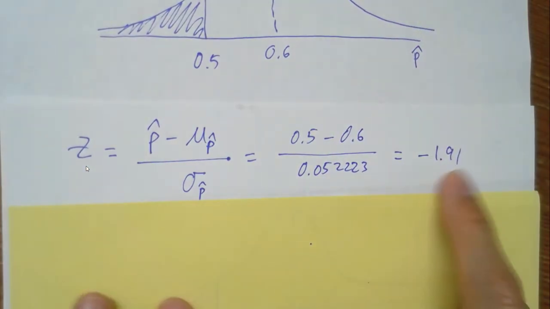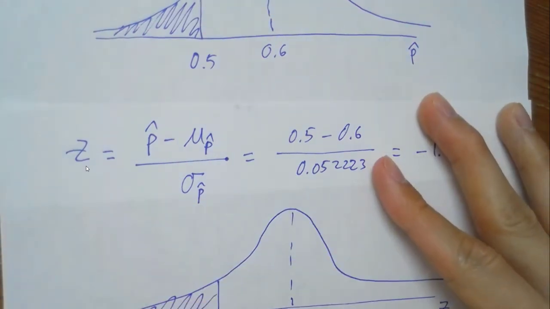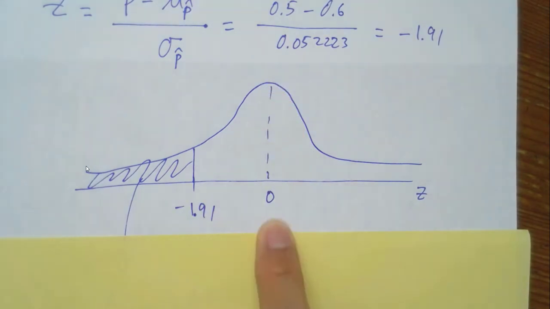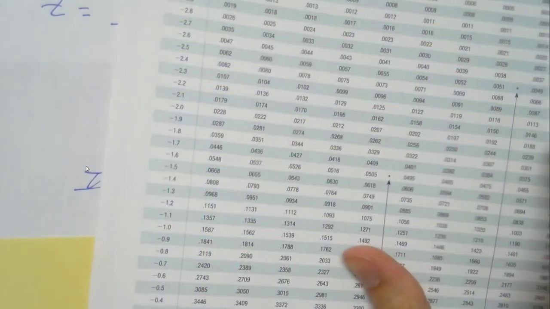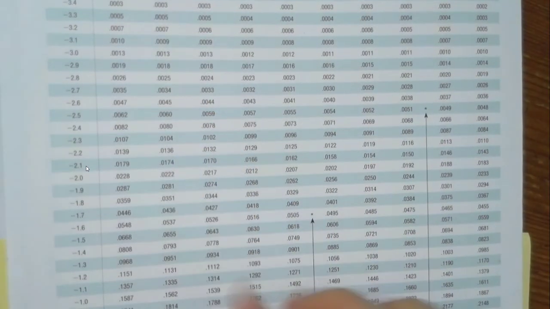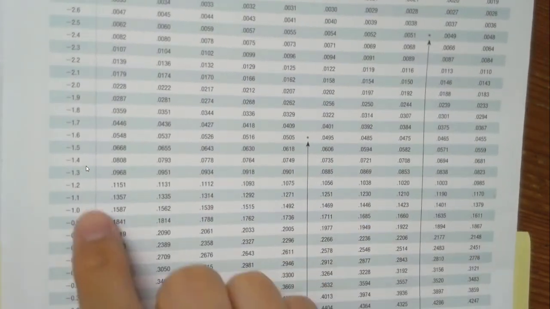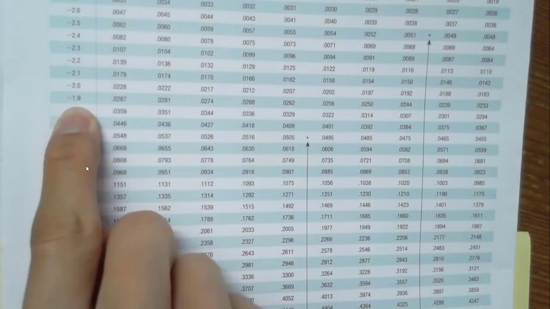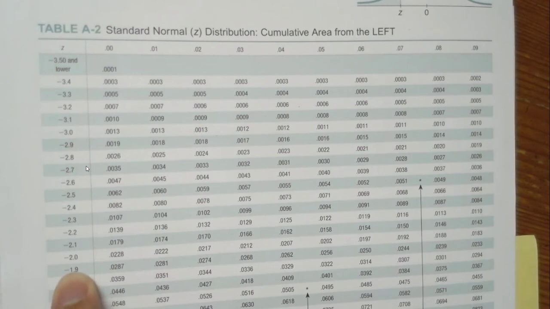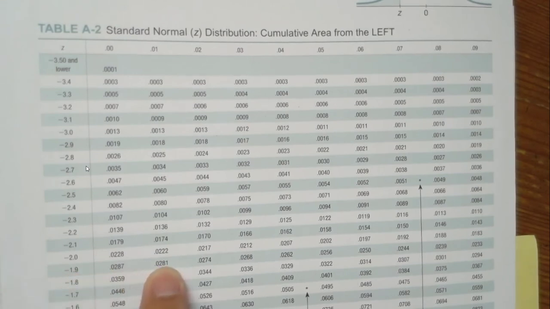So now I got minus 1.91. That is a negative z-score. Now this is the z-score scale, with 0 at the center. This is the standard normal distribution, and we got a negative 1.91. Let's use the negative z-score table. Negative 1.9 is right here, but we are looking for negative 1.91, so we need another 0.01. 0.01 is right here, and it gives 0.0281.